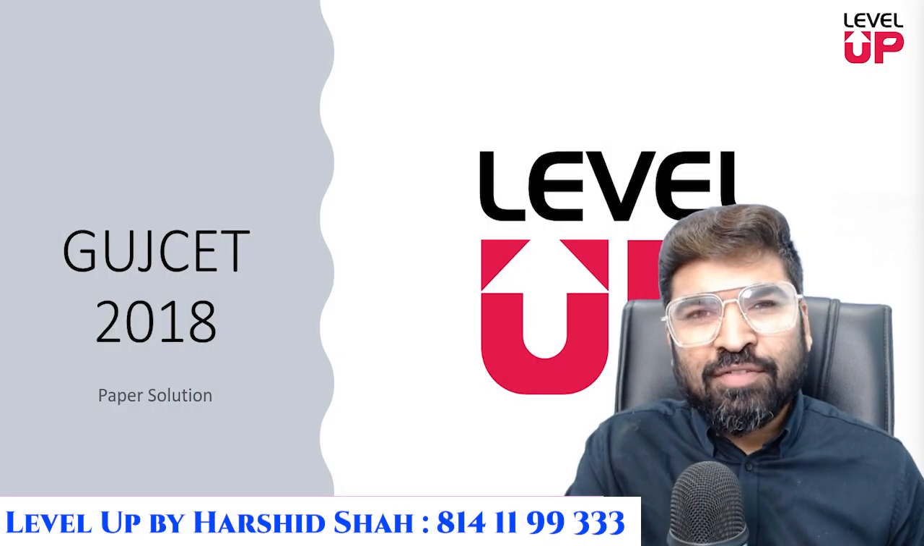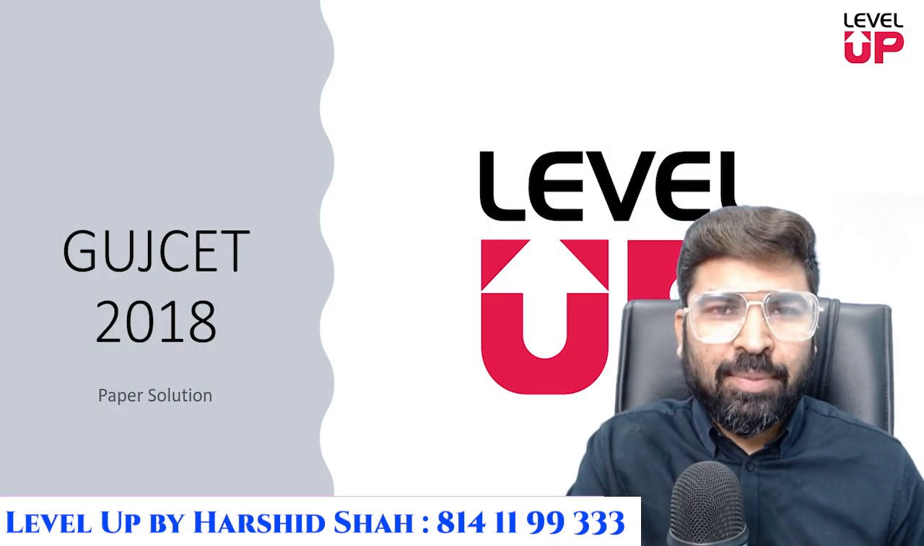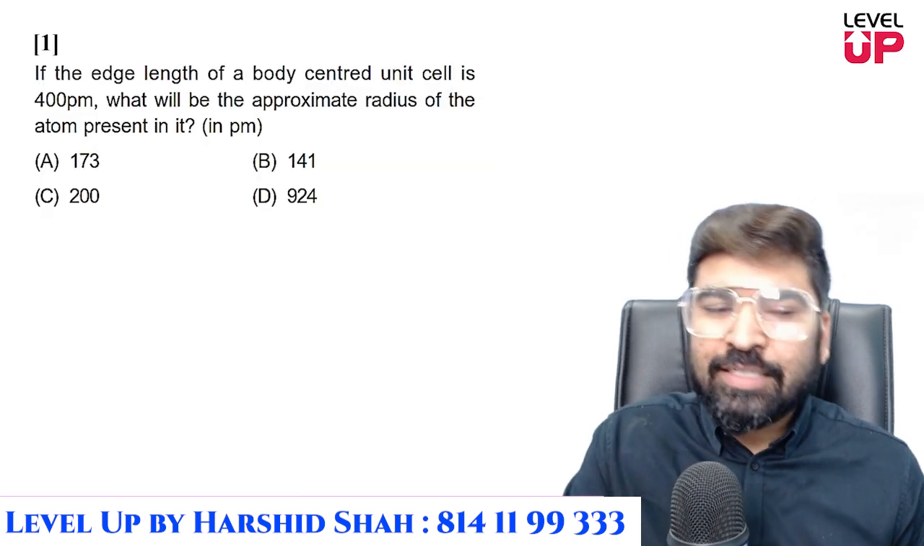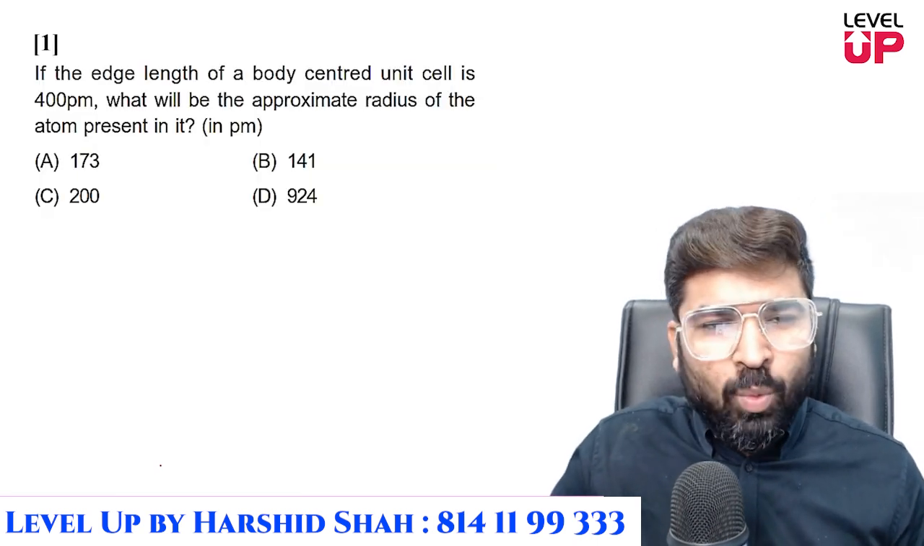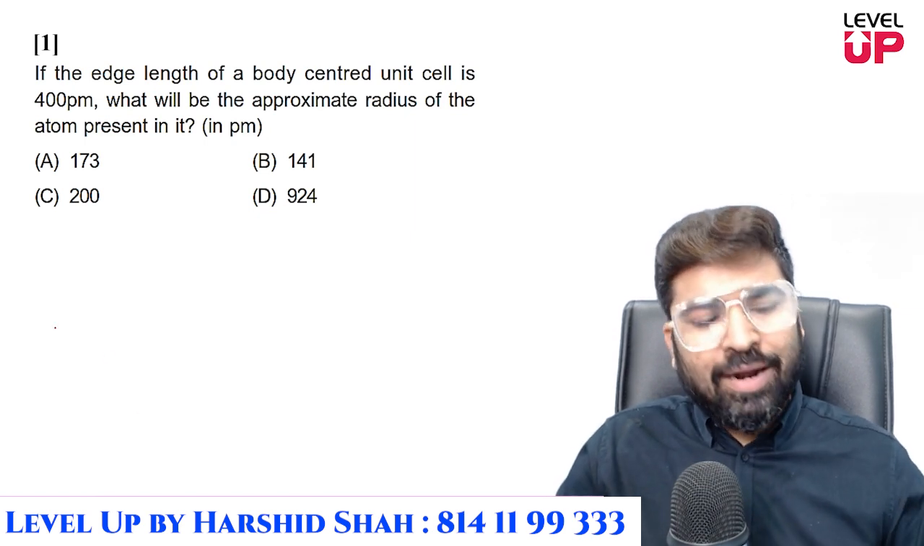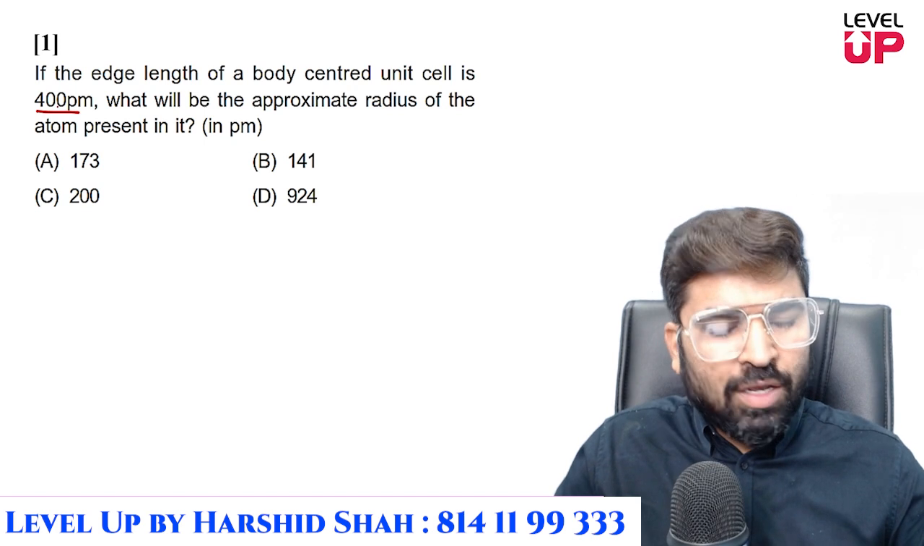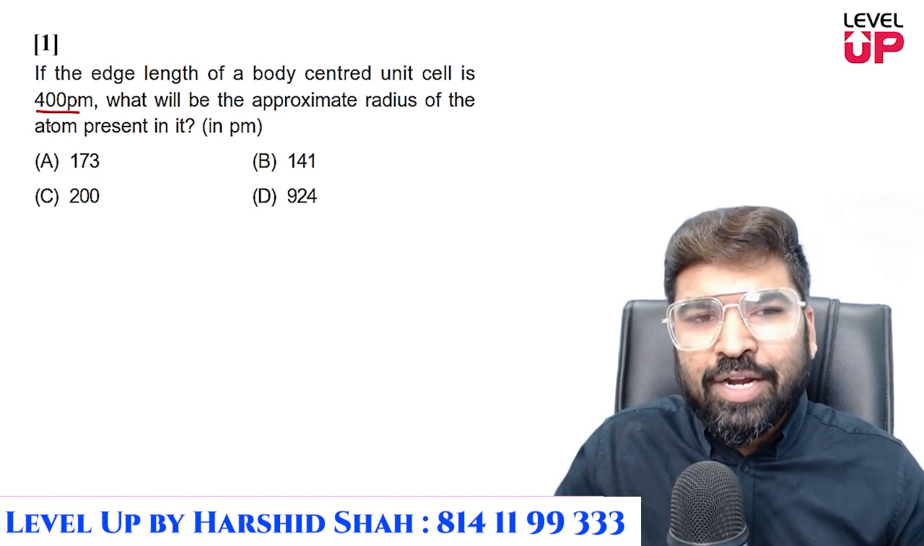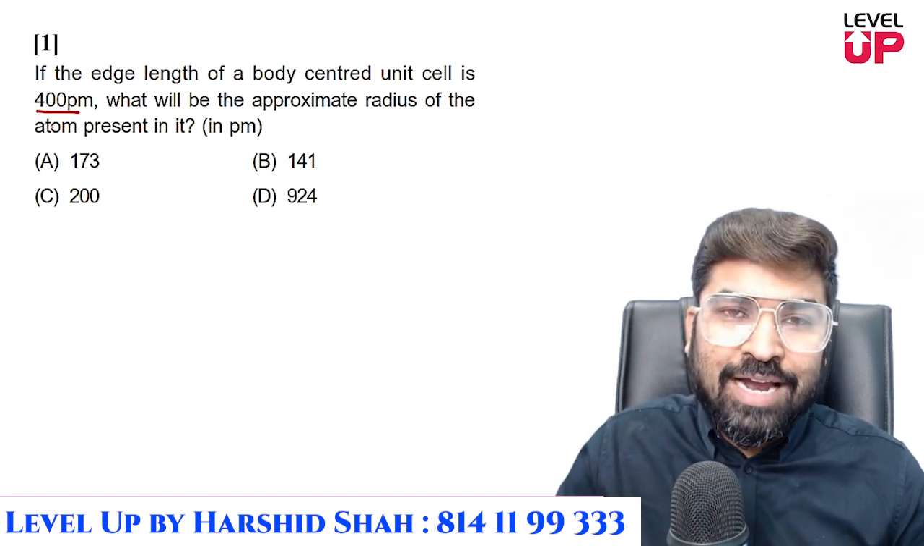So let us solve GoodSet 2018's paper, right? So let's get started right away. Question number 1. If the edge length of body centered unit cell is about 400 picometer, right? Then what will be the approximate radius, right, of the atom?